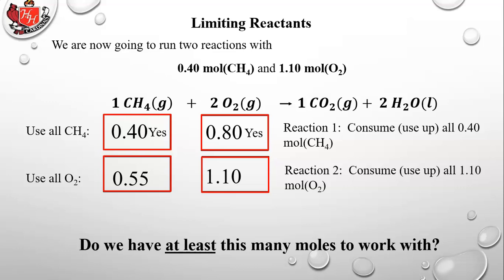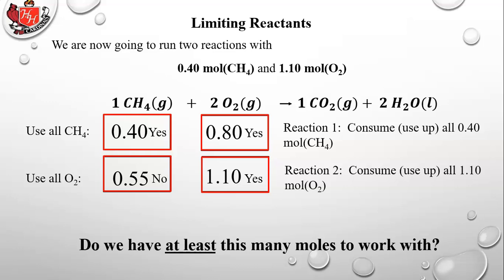Now we're going to go down to the bottom row, and we're going to start on the bottom right. 1.10. Do we have at least 1.10 moles of O2? Yes, we have exactly 1.10 moles of O2. That's what we started with. Now we're finally going to go back to the box on the bottom left. Do we have at least 0.55 moles of CH4? And the answer is no. We only have 0.4 moles of CH4. So what this means is that the CH4 is going to run out first.